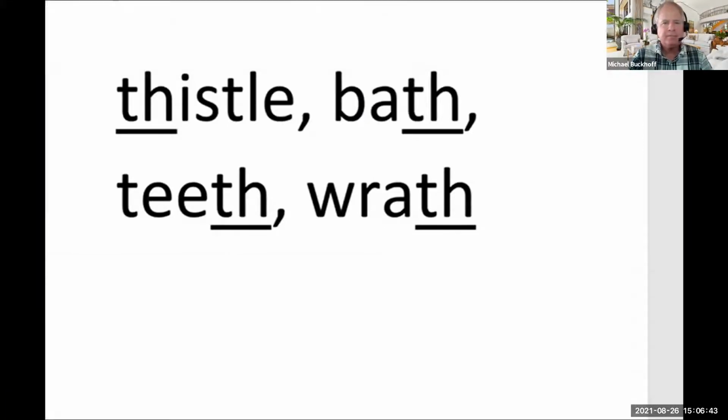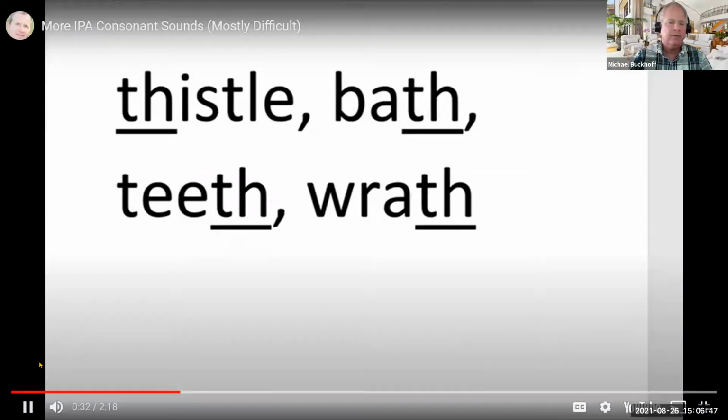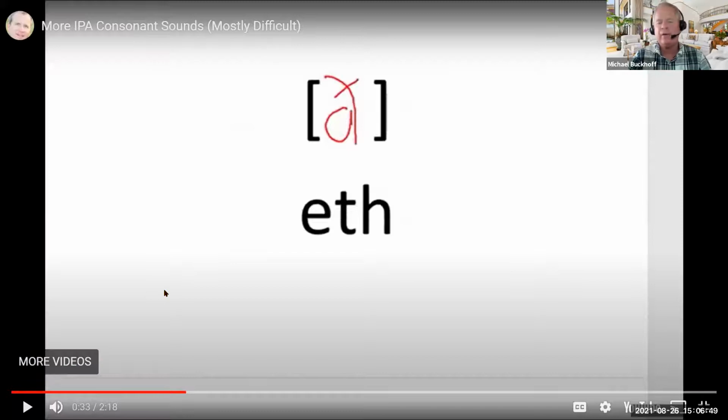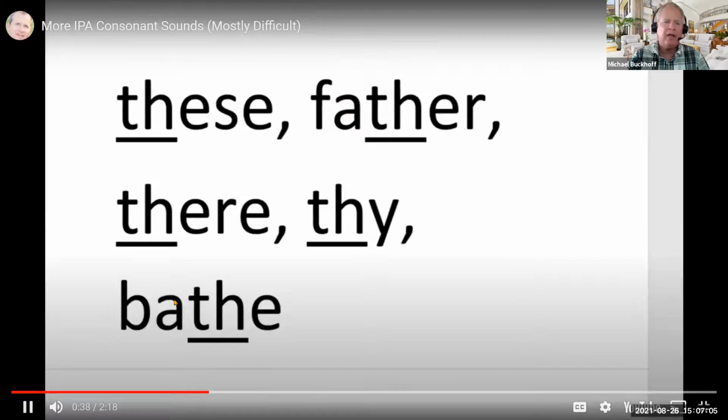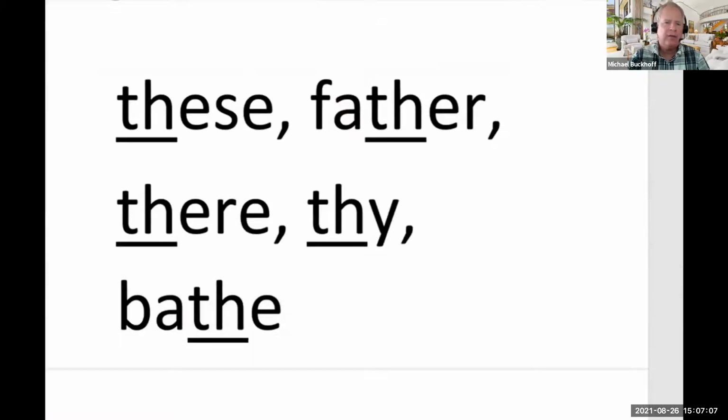Thistle, bath. Call this the theta. Theta. Wrath. And this is a voiceless consonant. And then the eth is a voiced consonant. I like to kind of pair them. I'll put one word and then another that are kind of similar, in the same area. The eth: these, father, there, thy, bathe.